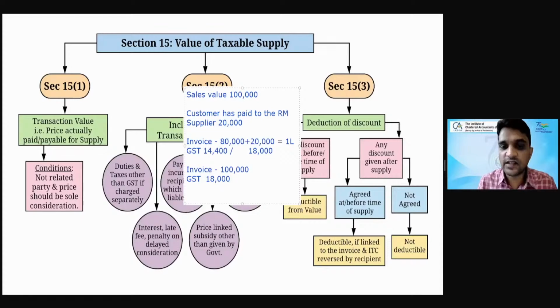Clear? So such things are compulsory inclusions. So payment, anything which is incurred by the recipient for which the supplier is liable to pay has to be added.